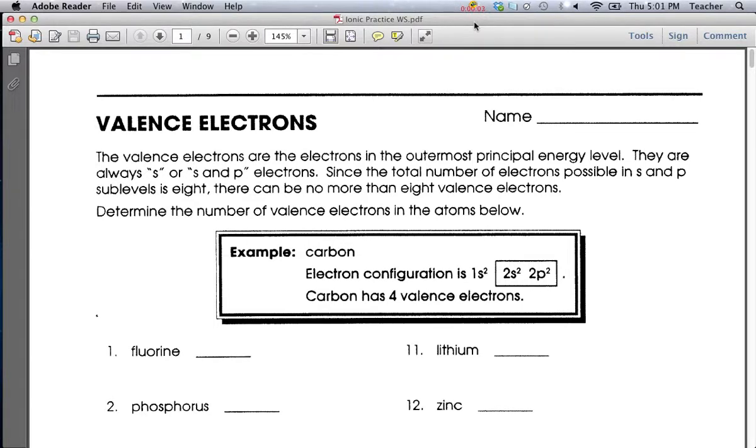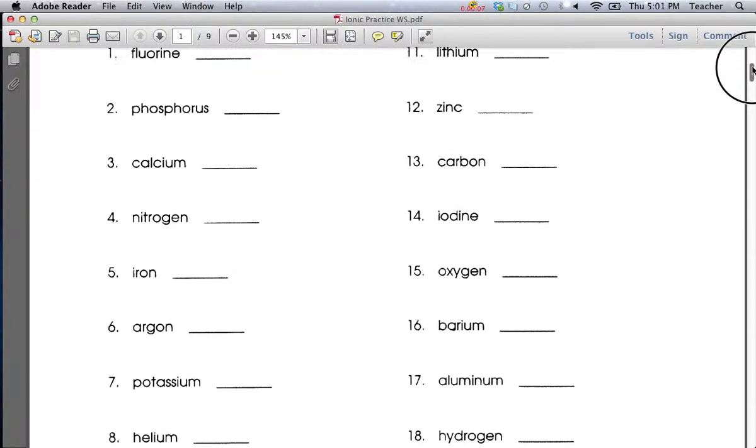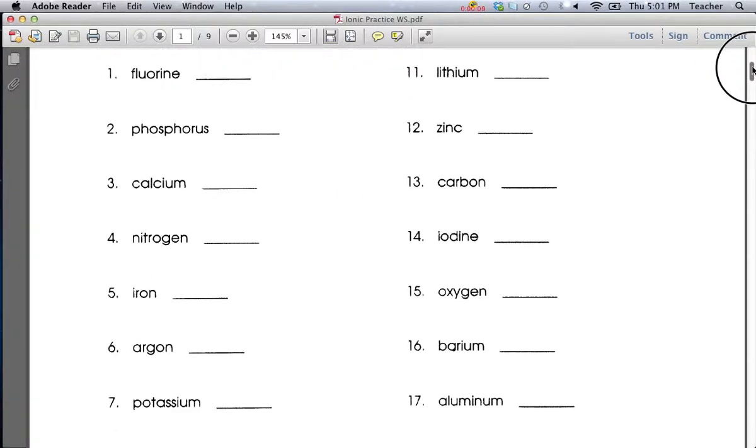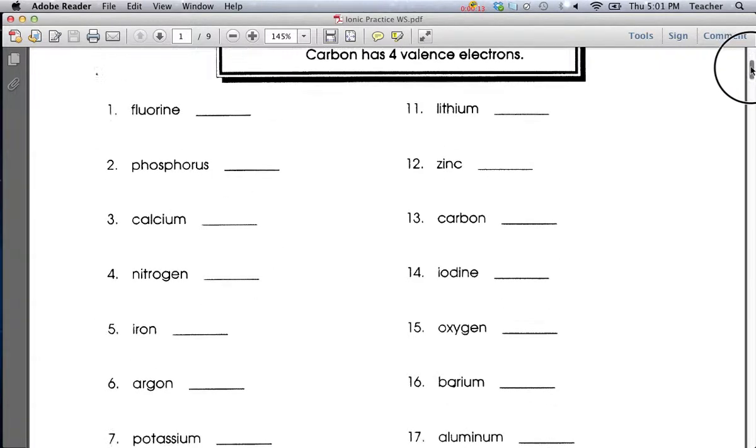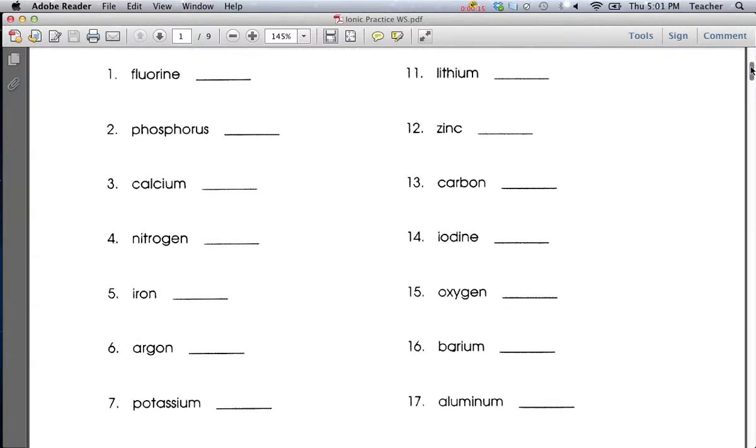We've taken some time to talk about valence electrons and practice our Lewis dot structures. I wanted to do a little bit of practice here with the valence electron worksheet that you have, just to review it. Okay, so using the information that we had, let's go over the number of valence electrons that these different elements have.